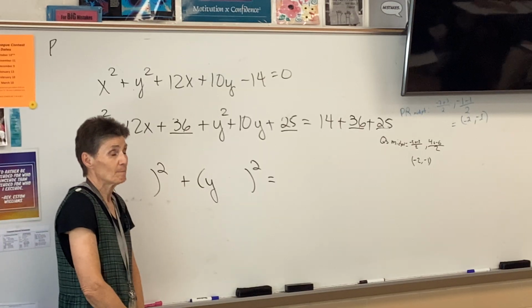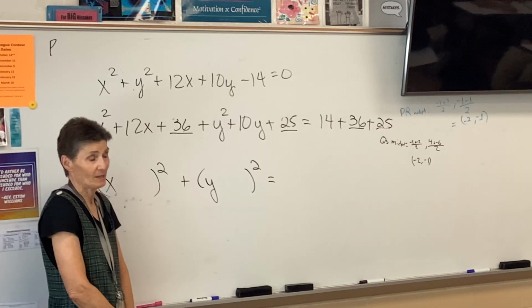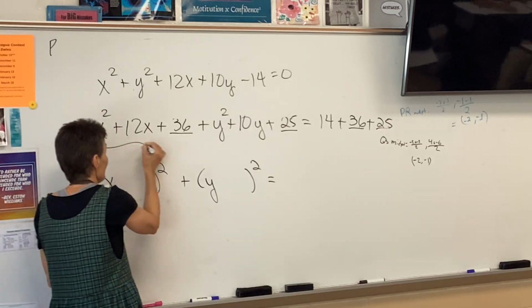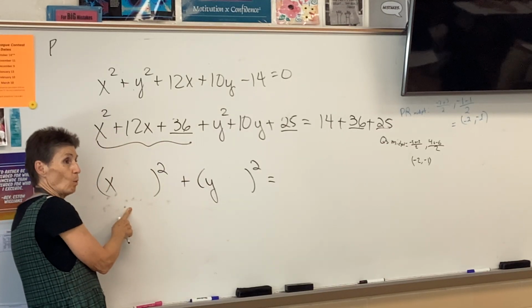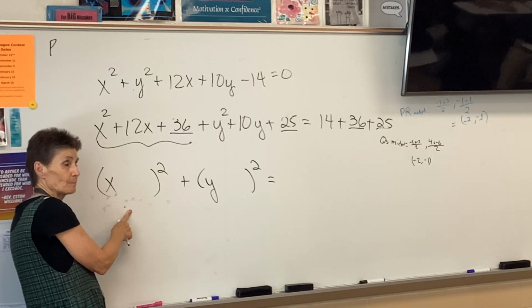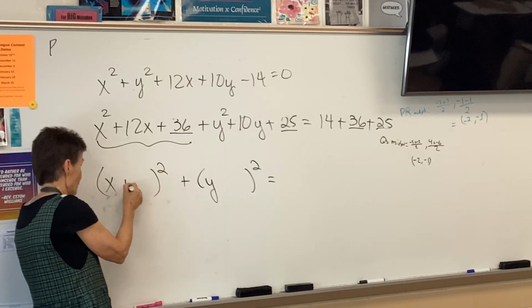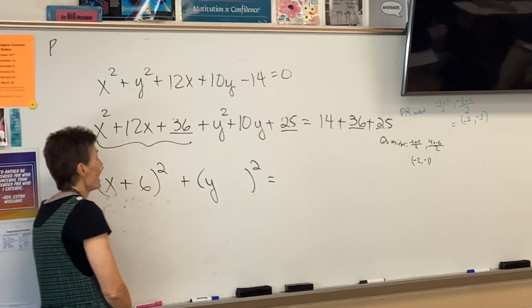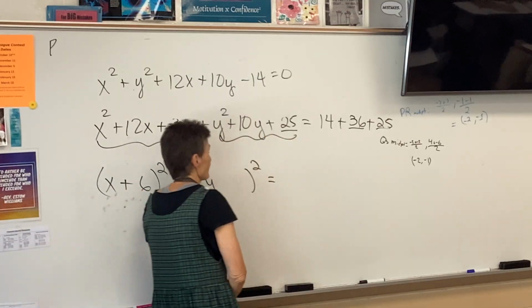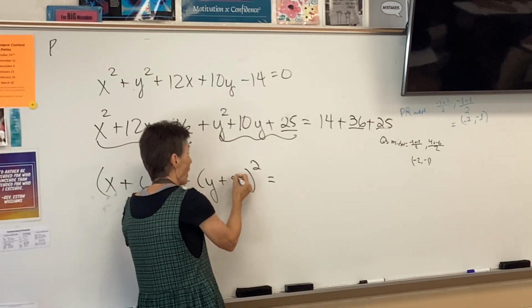Now that was fun, but we did it for a purpose, not just to have fun. We did it for a reason. This is a square. What square is that? X plus 6. Very good. And what square is this? Y plus 5.